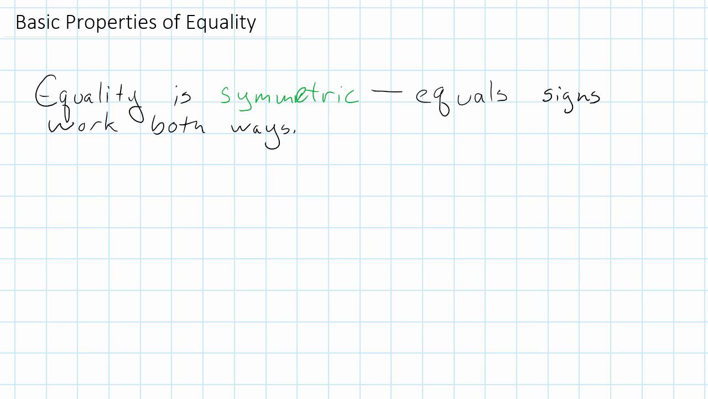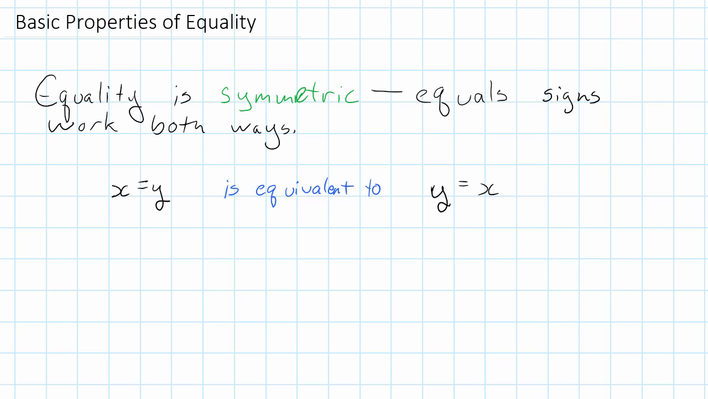So, the first one is that, colloquially, equals signs work both ways. What that means is that if I have two expressions, and I say the first is equal to the second, then the second is also equal to the first. These are always true at the same time, they're always false at the same time. We say that these two sentences are equivalent.